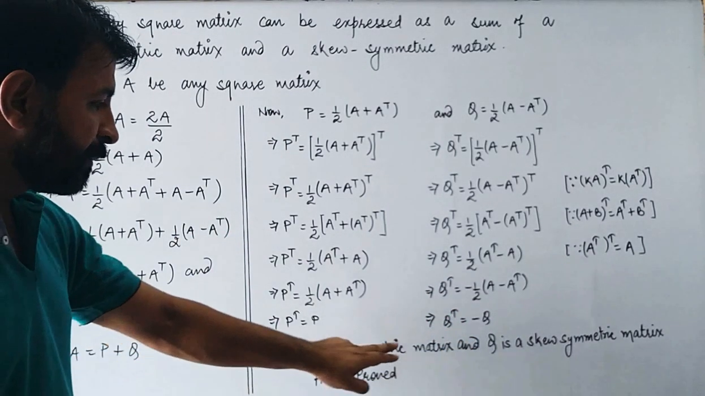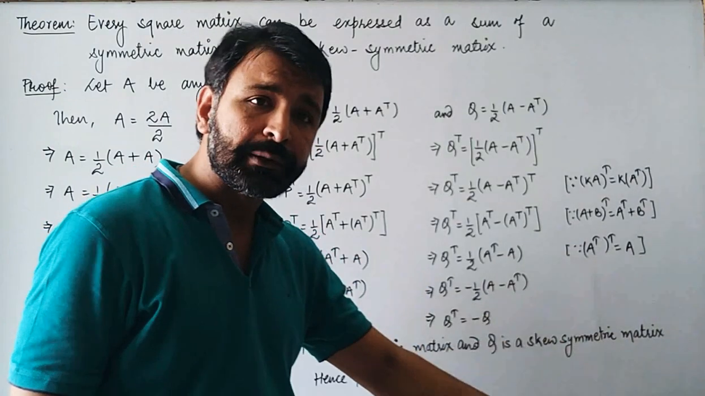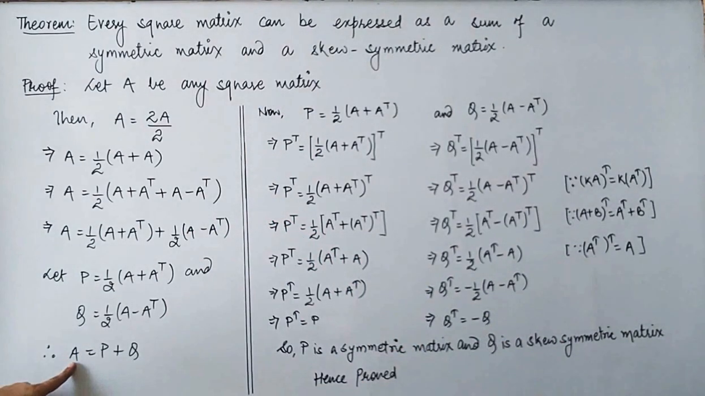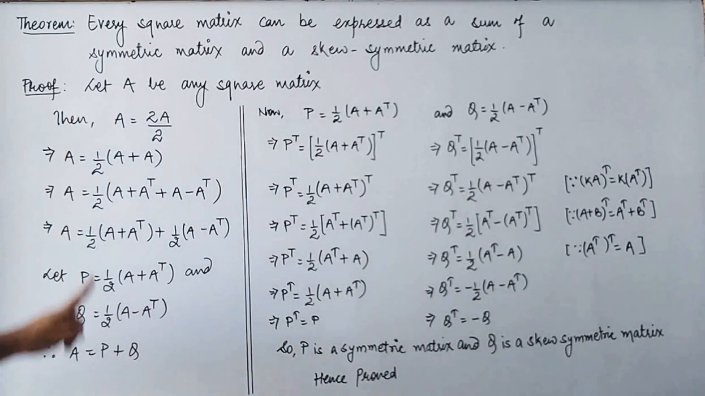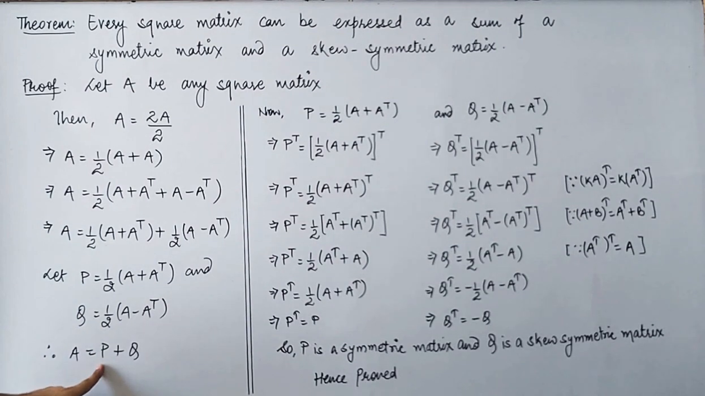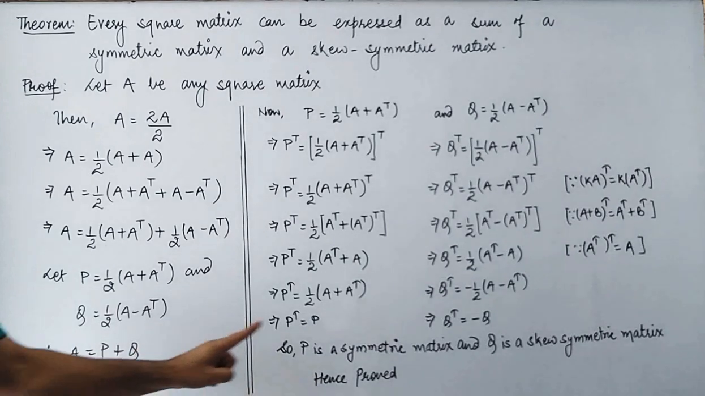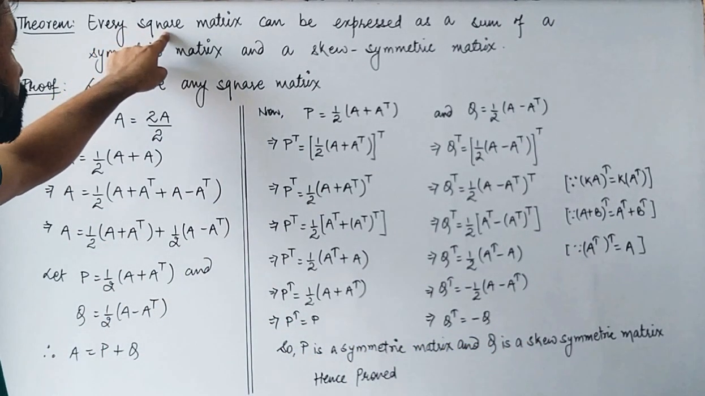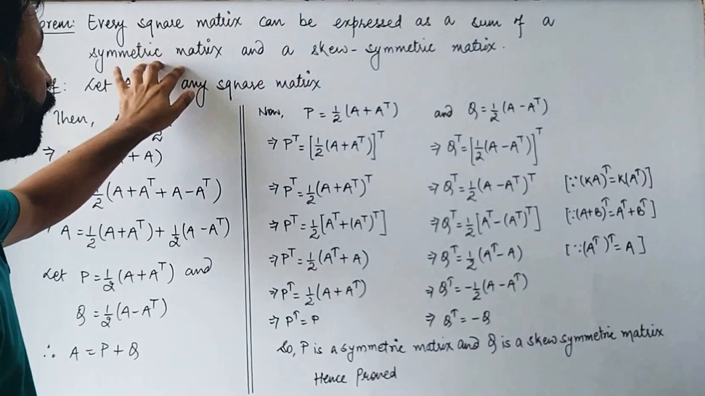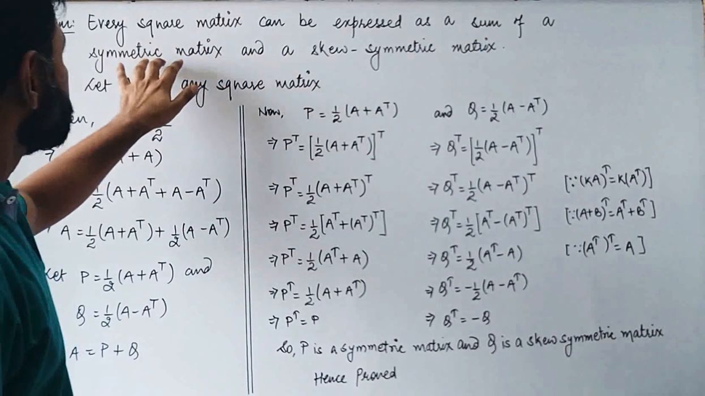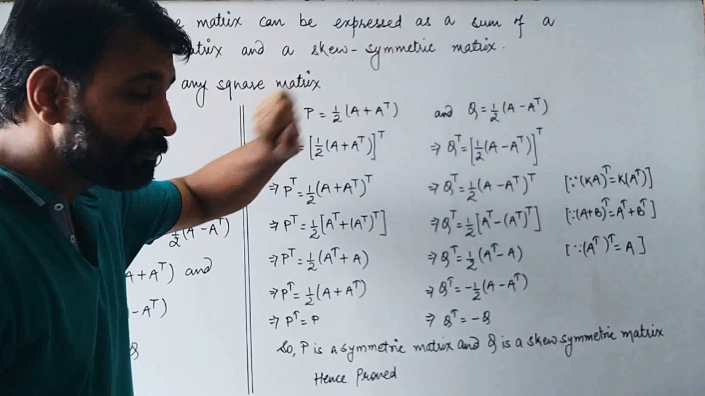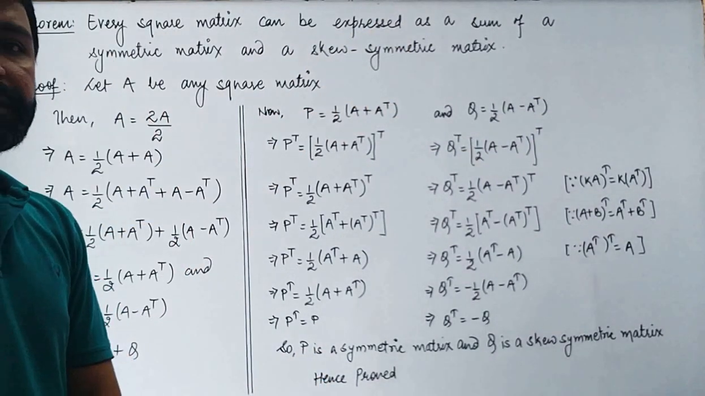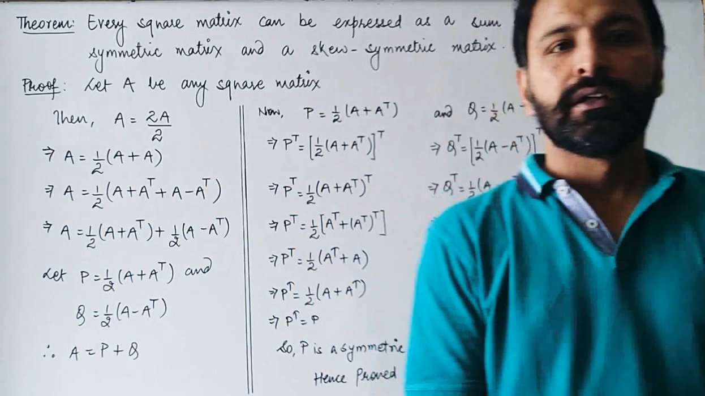So P is a symmetric matrix and Q is a skew symmetric matrix, and we know that matrix A, that is our square matrix A, is a sum of two matrices, that is P plus Q. Here P is the symmetric matrix, we have proved this, and Q is a skew symmetric matrix, we have again proved this. It means we can express the square matrix A as a sum of a symmetric matrix and a skew symmetric matrix. Hence our theorem is proved. Thank you, students.